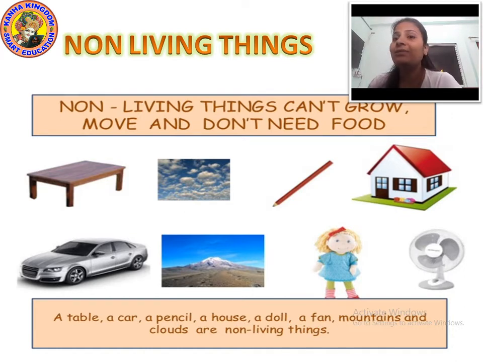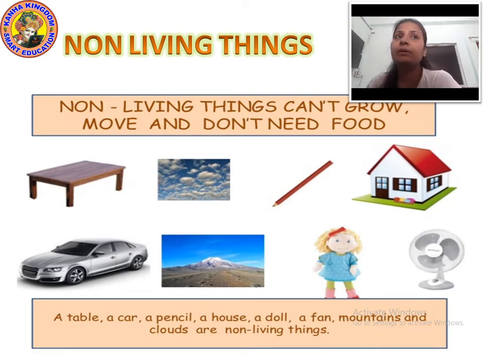Non-living things cannot grow. Non-living things cannot move without support. If we want to move them, then only they can move, otherwise they cannot move, and they don't need food. Like a table, a car, a pencil, a house, a door, a fan, mountains and clouds are non-living things.